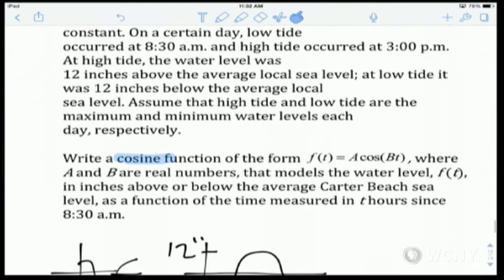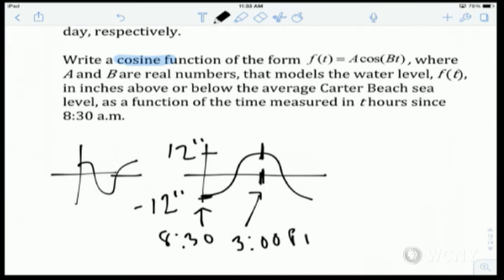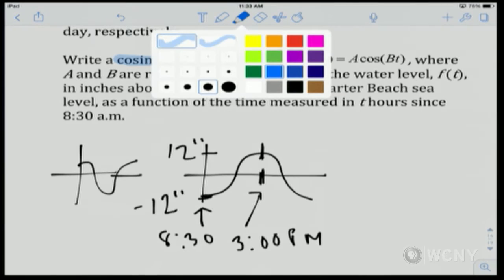We know that low tide happened at 8:30 in the morning, high tide occurred at 3 p.m. So when we're starting our graph, that's 8:30 in the morning. High tide, the middle of our graph, right here, is at 3 o'clock p.m.